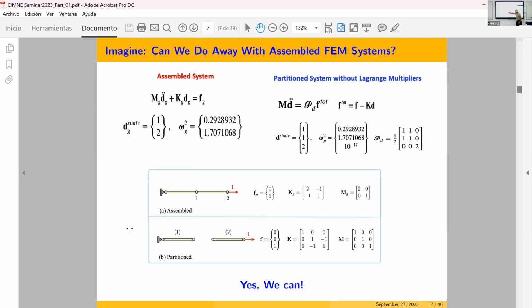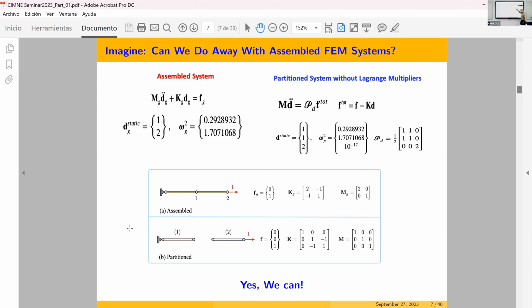And two is the same as two over here. For the eigenvalue problem, the two non-zero eigenvalues are exactly the same as the two eigenvalues of the assembled system. Since this end is free, there's one rigid body mode. Theoretically, that should be zero. That's 10 to the minus 17. In a computer, there's no such thing as zero.